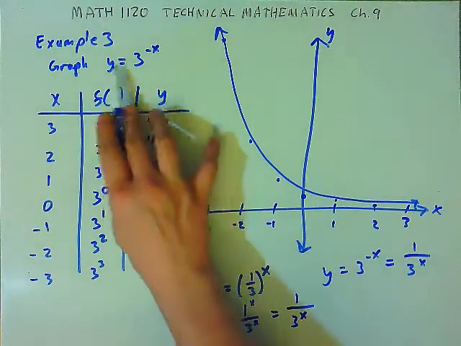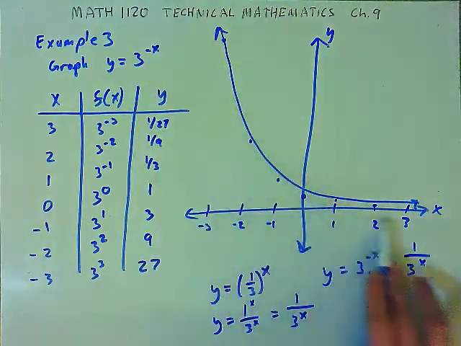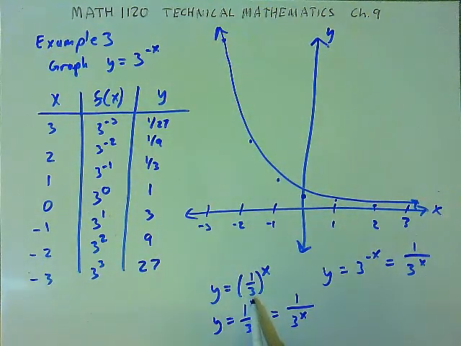So we've already graphed y equals 3 to the negative x. We're going to get the exact same answers if we try 1/3 to the x power. They'll be exactly the same graph.